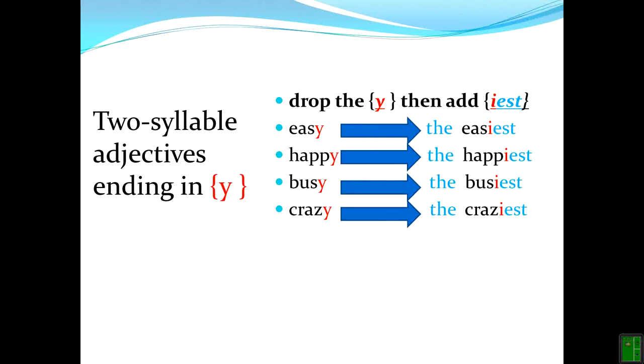Number 1, easy. It will be the easiest. Number 2, happy will be the happiest. Number 3, busy. It will be the busiest. And number 4, crazy will be the craziest.